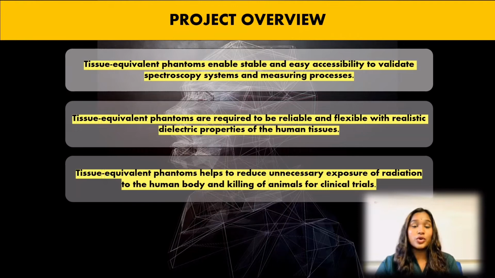Moving on to the overview of my project, other than reducing animal killing, tissue equivalent phantoms also enable stable and easy accessibility to validate spectroscopy systems and measuring processes. It is a great way to reduce exposure of animals and humans for spectroscopy study because it involves ionizing radiations such as X-ray and ultraviolet ray.